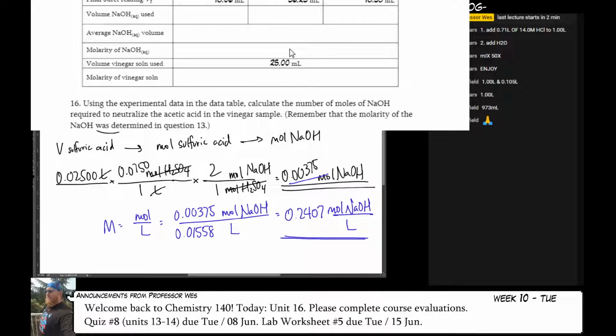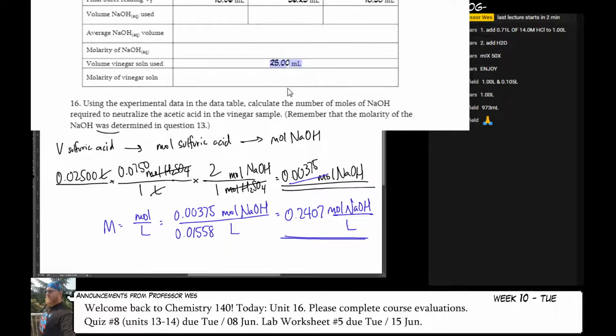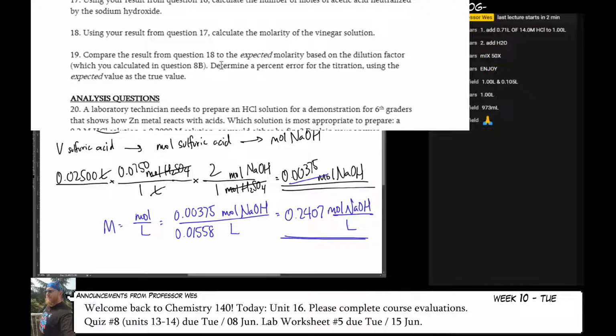Then you do the same process, except now you know everything about sodium hydroxide. You need to solve for vinegar. So figure out the volume of sodium hydroxide used. You know its molarity because that's the average from problem 13. So you know the moles of sodium hydroxide used. Use the balanced chemical equation to tell me how many moles of vinegar are used. And then, knowing that you put 25 milliliters of vinegar in there, calculate the actual molarity that the titration says. And then you'll get another percent error for question 19 down here, comparing whatever you got for the molarity of the vinegar to what it should have been from question 8b.